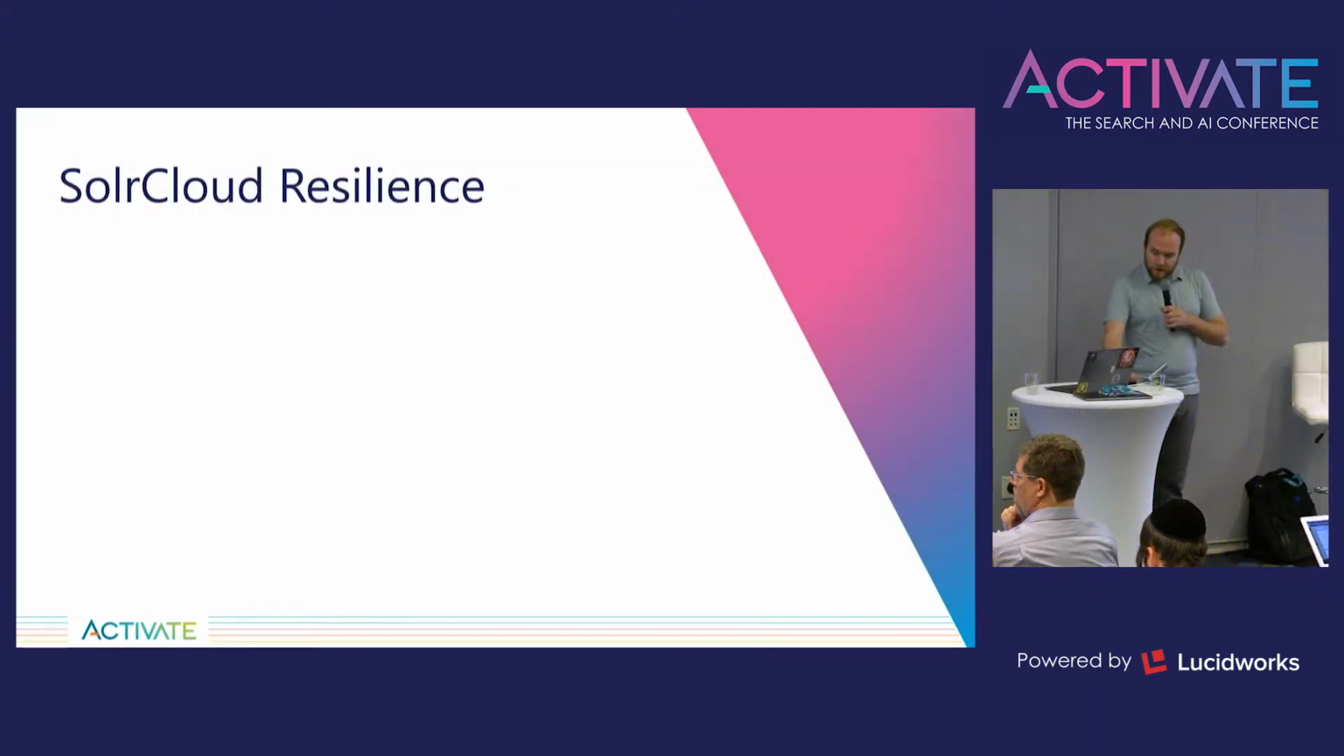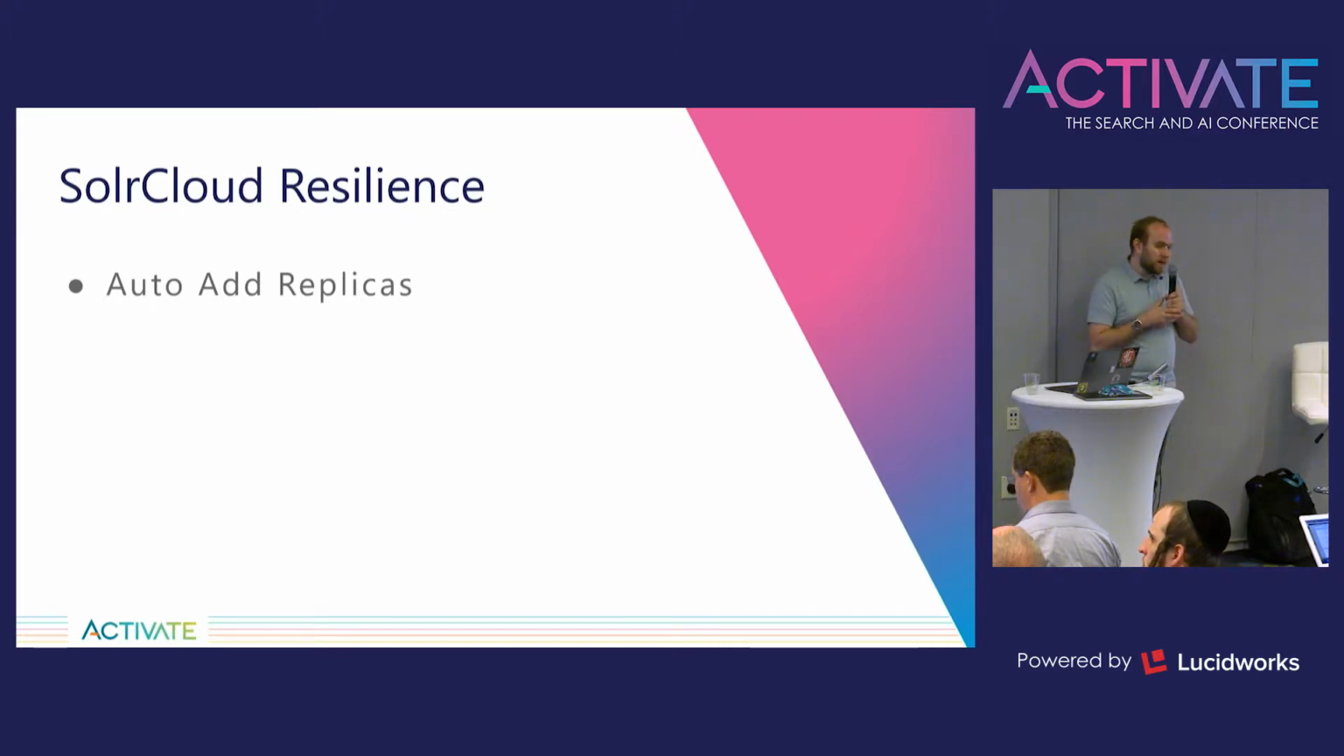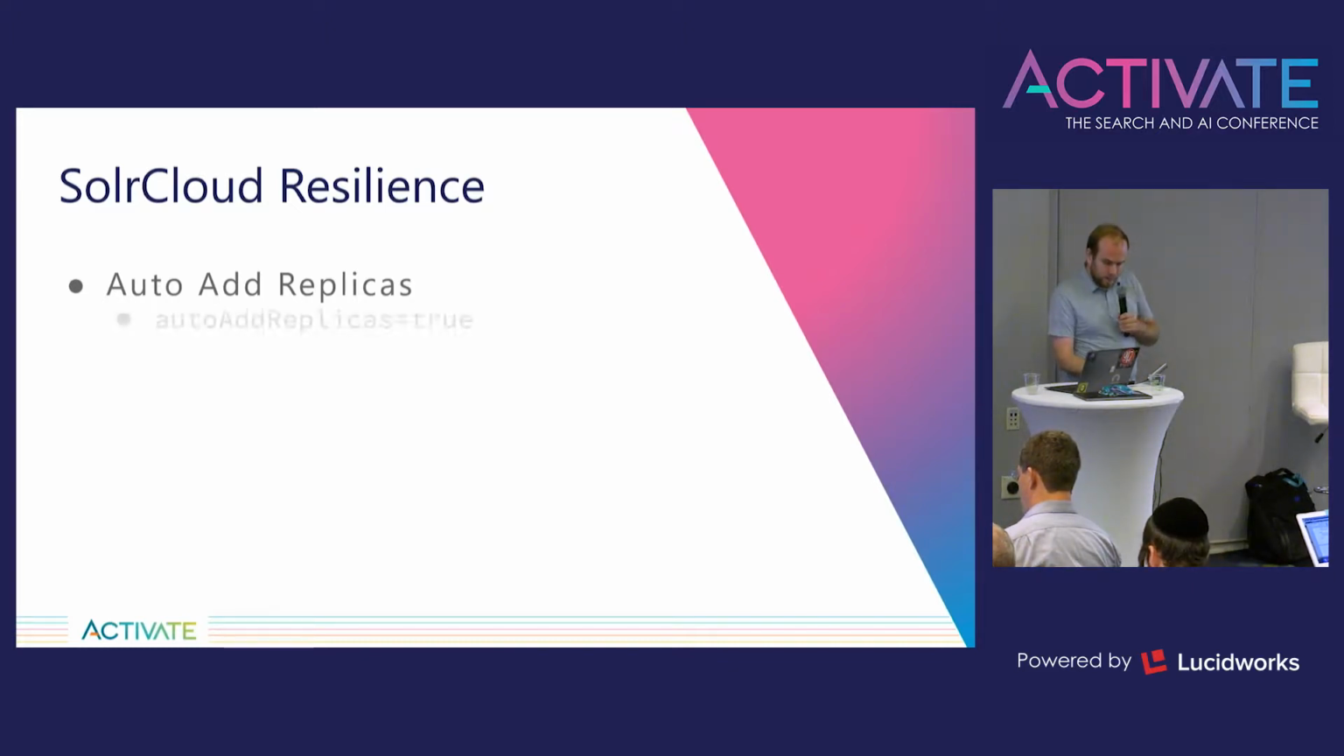So let's talk about a couple of features that we take advantage of to get added resilience. In Solr, when you go to create a collection, you can set the auto add replicas flag to true, which means that it will build an auto scaling trigger into your cluster such that if you were to ever lose a replica or lose a node, whenever a new node gets added, it will automatically recreate that replica. So auto add replicas equals true.